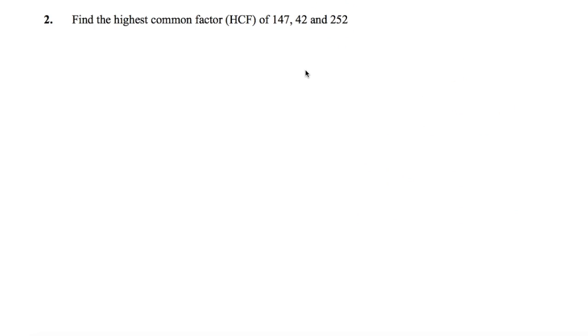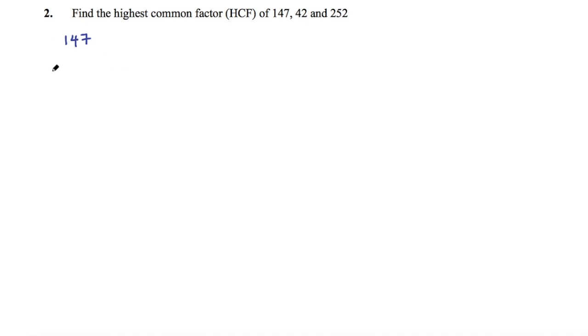Question 2 says, find the highest common factor of 147, 42, and 252. For this question you need to use prime factorization. So we need to break each number into its prime factors. Let's start with 147. I know 3 times 50 is 150, so 3 times 49 must be 147, because you add one more 3 and that will be 150. So that's where I'm starting. 3 is a prime factor, and then 49 I know is 7 squared, and 7 is a prime factor there.